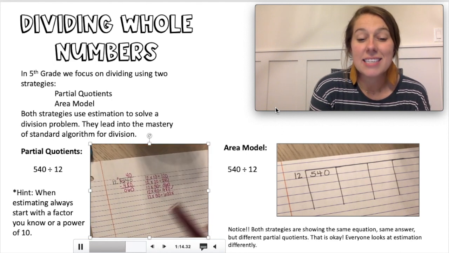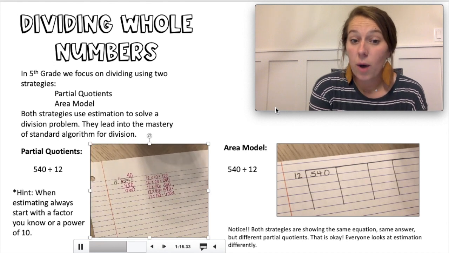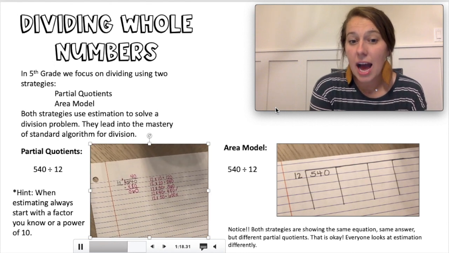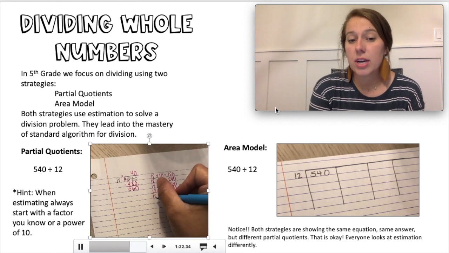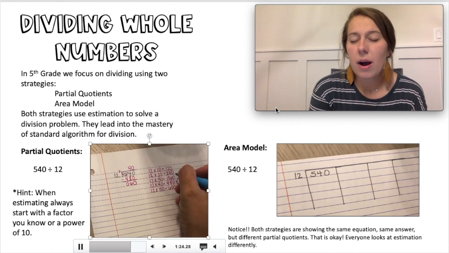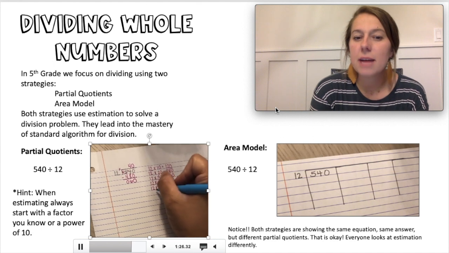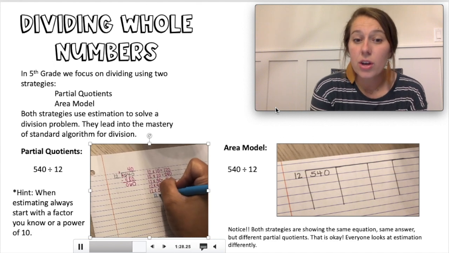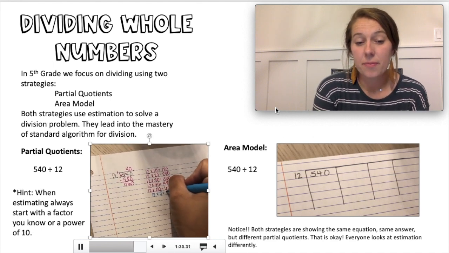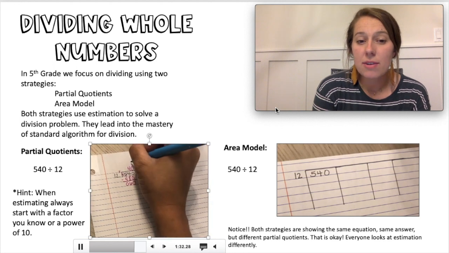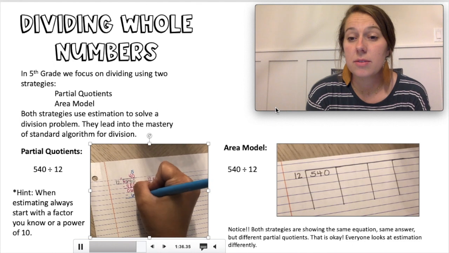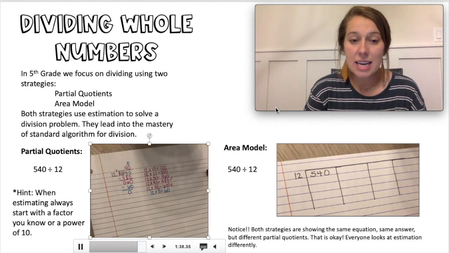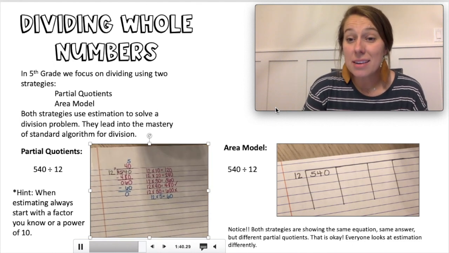And I'm going to get 60. Okay, well, I just noticed that I used 12 times 50 equals 600. So I think that tells me that 12 times 5 could give me 60. So once I realized that, 5 is my next partial quotient. Okay, so I'm going to subtract 60. Okay, so I'm at 0.